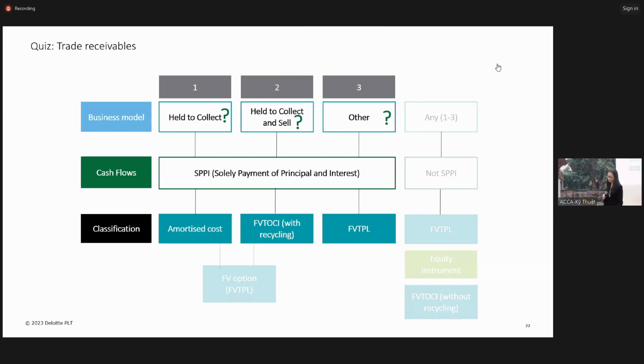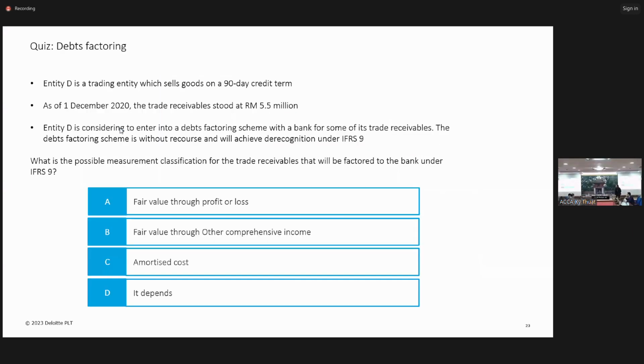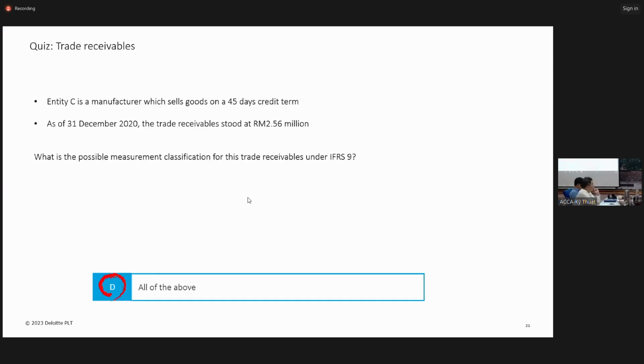You said that SPPI is met. It means that because the question doesn't tell whether it has an interest element or not when they provide the credit. So if in real life we don't have any interest element embedded in that instrument, can we say that SPPI is met?